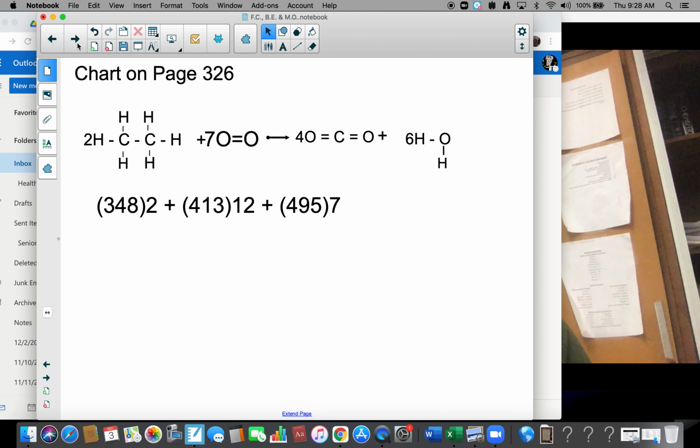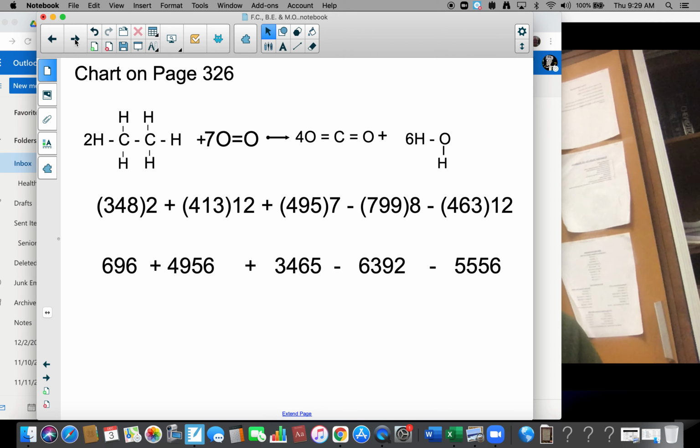Now, when we do the product side, we're going to subtract. So we'll subtract a carbon-to-oxygen bond, which is 799. There's 2 times 4, so there's 8 of those. And then a hydrogen-to-oxygen bond is 463. 6 times 2, that's 12 of those.